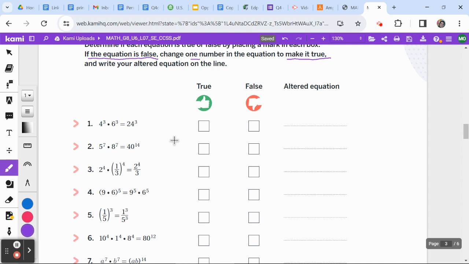So first thing, when I would look at number 1, I'm like, all right, so we should have a 3 exponent. Yep. And then what's 4 times 6? It is 24. So that one is true. Then this one, yes, 5 times 8 is 40. But what did they do with their exponents? They added them. So they should have kept it as 40 to the 7th power.